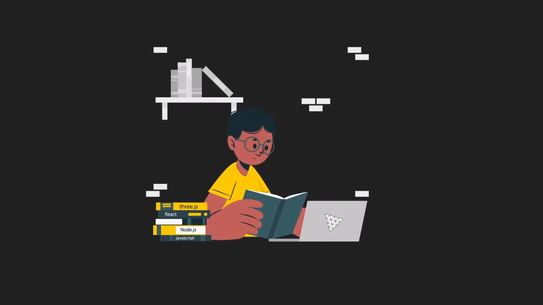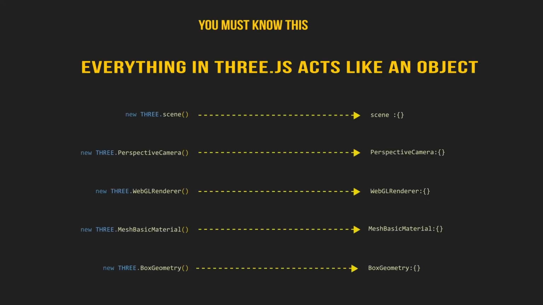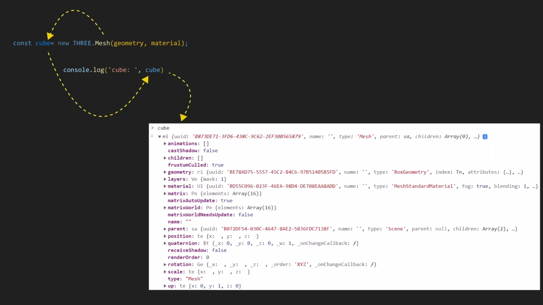If you start learning Three.js, maybe you have noticed that Three.js has a lot of constructors like scene, camera, material, etc. And to understand how to think logically in Three.js, you must know this. Everything in Three.js acts like an object. That means when you instantiate an object from any constructor, like a mesh, for example, you will get something like this in console log.